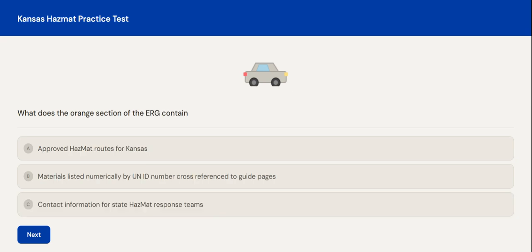Let's move on. What does the orange section of the URG contain? Materials listed by hazard type in guide pages. This section tells you the exact steps to take for fire, spill, or medical emergencies.